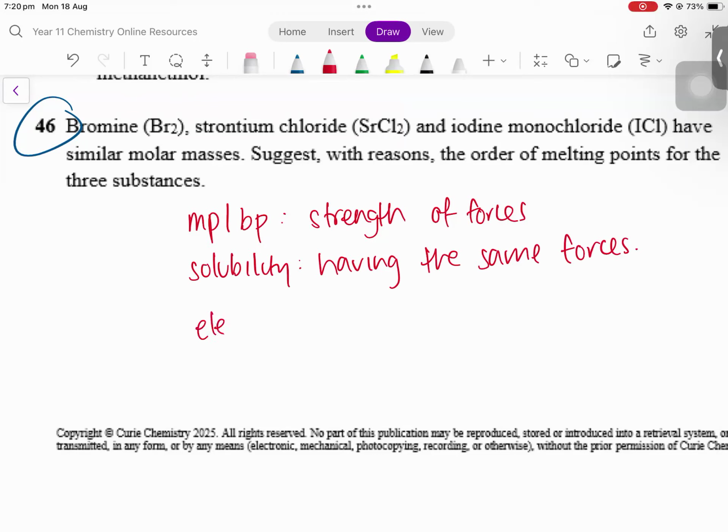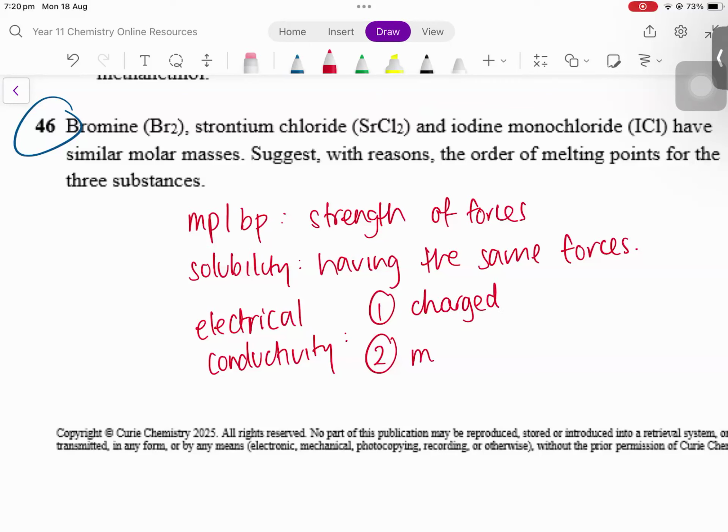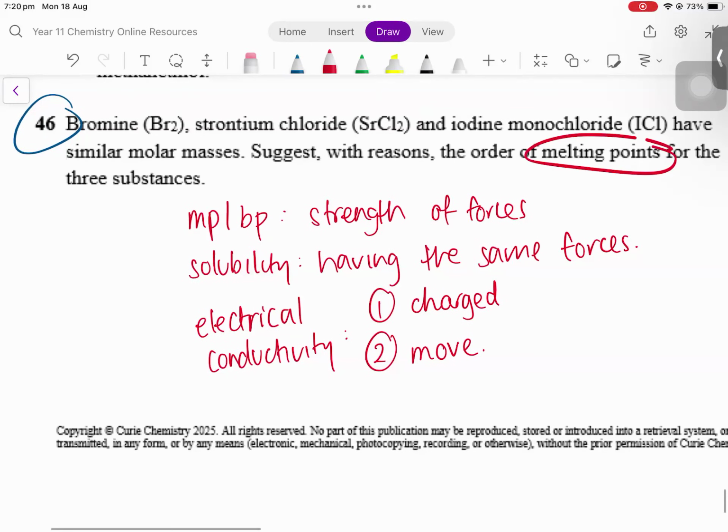It's about having the same forces. And who remembers with electrical conductivity what you need for that? I gave you 2 criteria for that one when we did it in Mod 1. You need something that has, starting with CH, you need something that's charged. And number 2, starting with an M, it needs to be able to move around. Good. Guys, electrical conductivity, you need to have charge, and you need to have charge that's able to move around. So adjust what you talk about depending on what they ask you for. In this case, they've asked you for melting point, so we're going to talk about the strength of the forces.